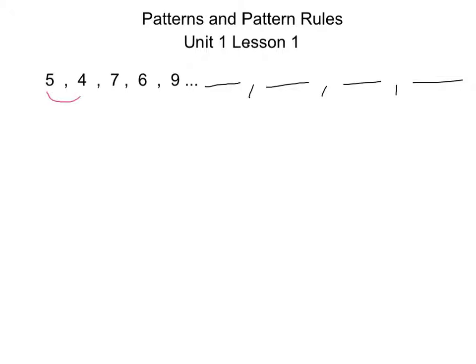So we will most commonly use what I refer to as the jump method. So we kind of jump from number to number until we figure out what the pattern is. So we start at 5, we jump to 4. We know that in order to get from 5 to 4, we're going to subtract 1. From 4 to 7, we're going to add 3. When we jump from 7 to 6, we subtract 1. And then when we jump from 6 to 9, we add 3. So you can start to see a pattern emerging here. Take away 1, plus 3, take away 1, plus 3.